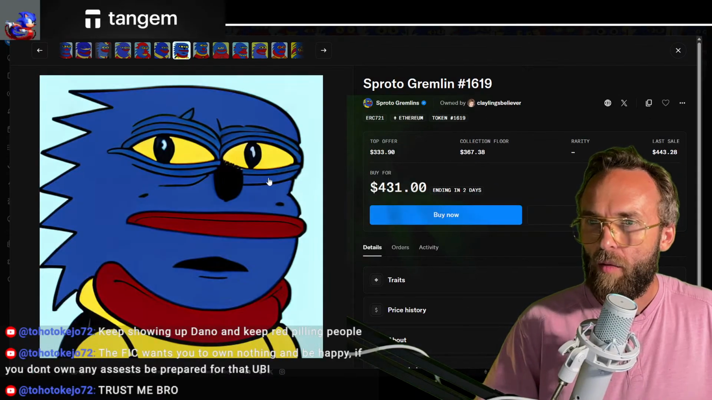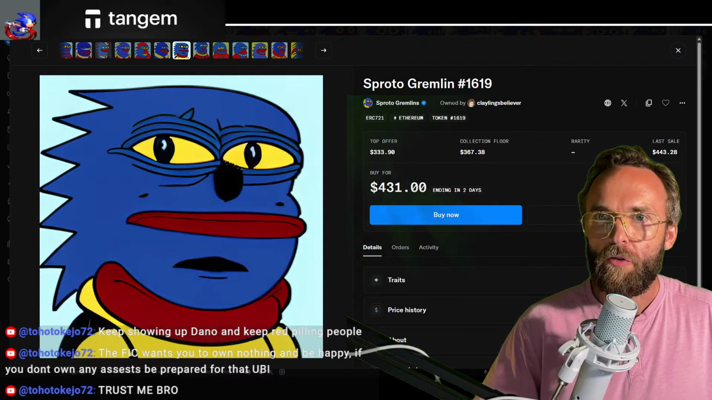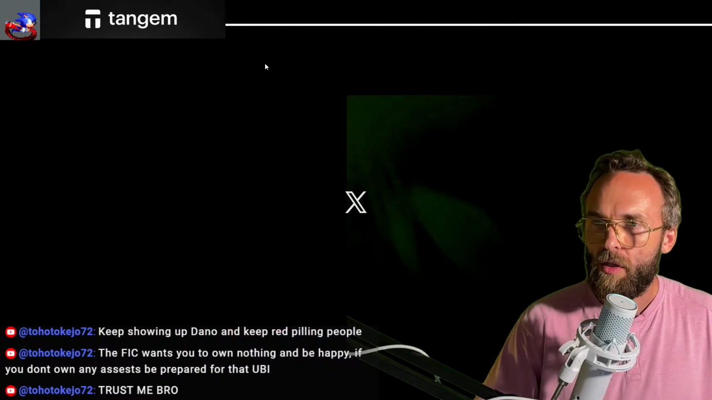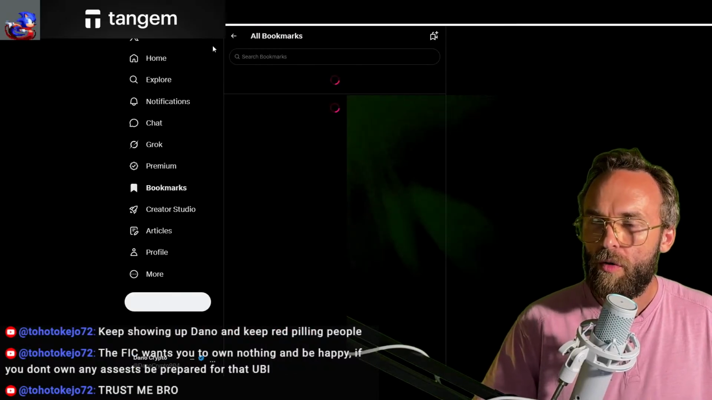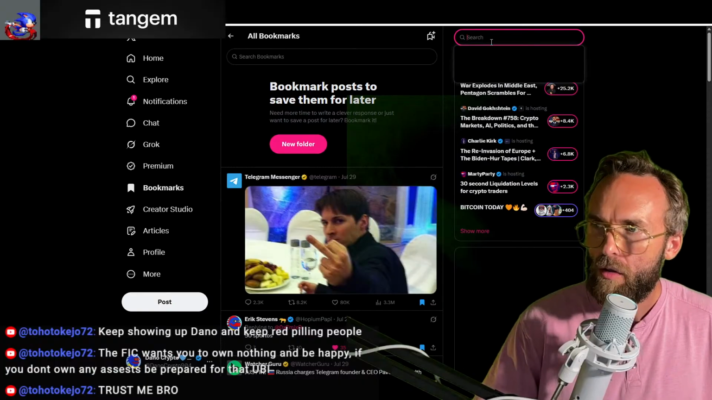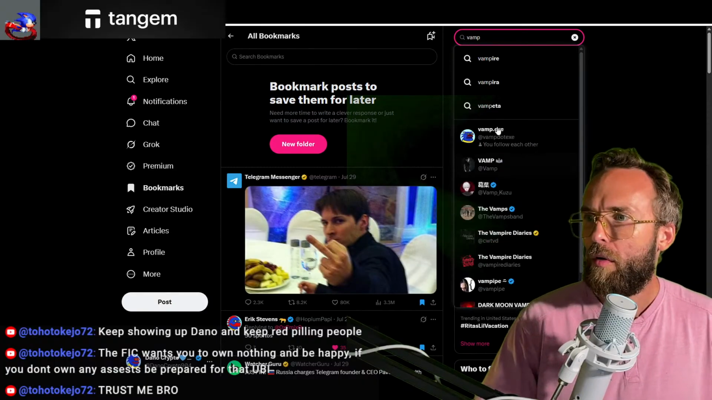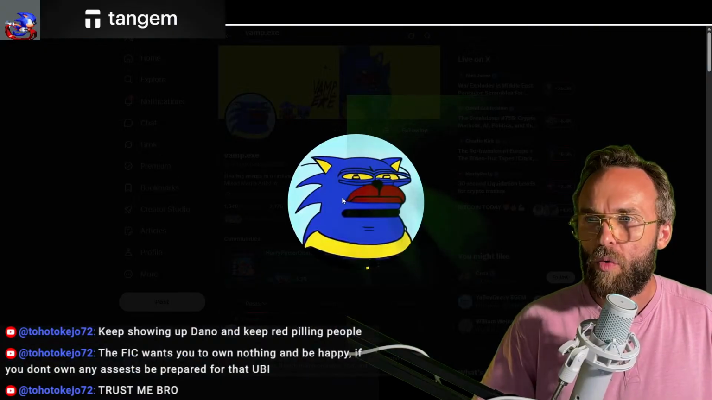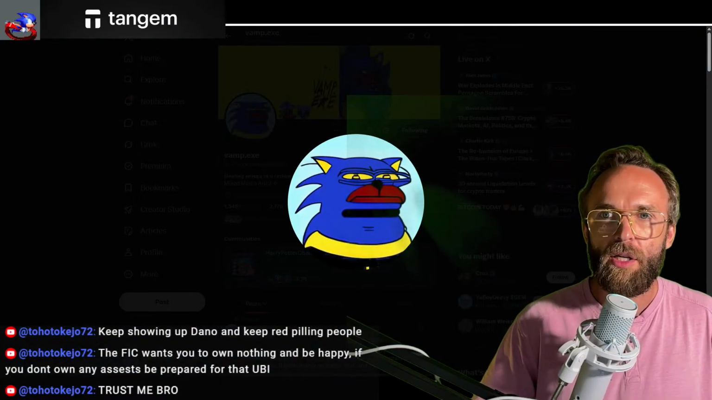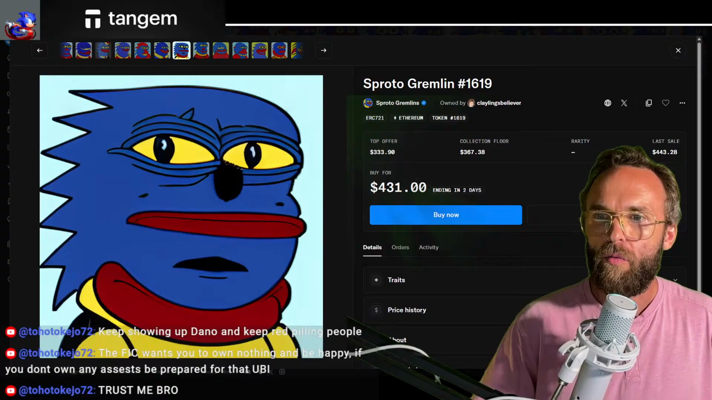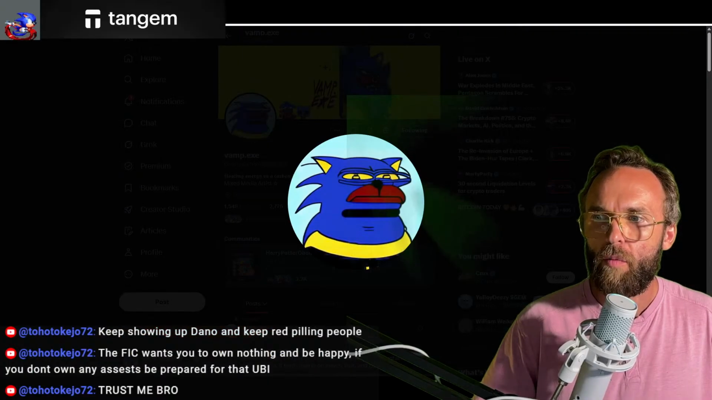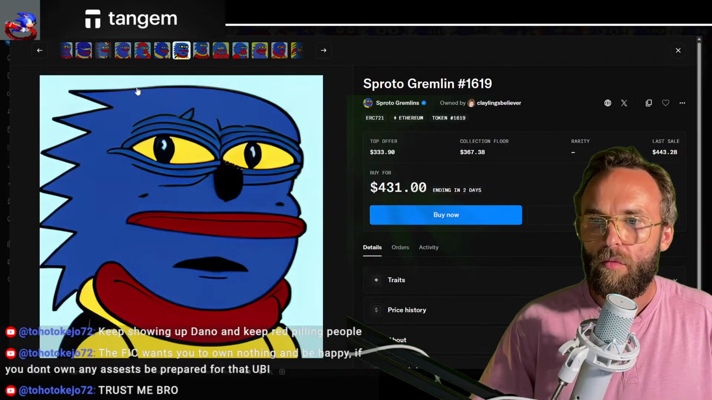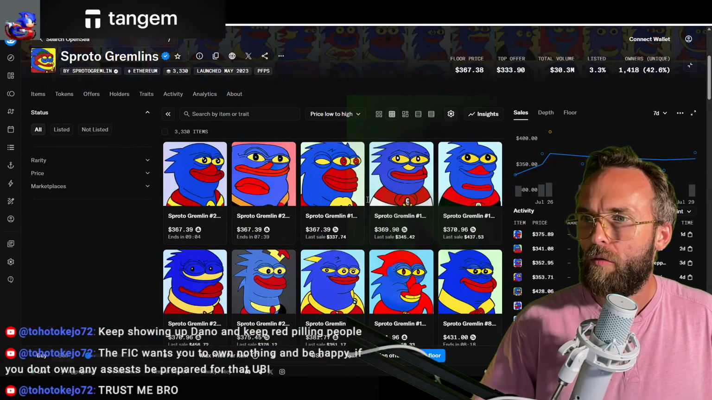This one kind of looks like Vamp. If you're familiar with Vamp, in the Ticker Bitcoin community, in the Sproto community, it kind of looks like Vamp's. See, Vamp's almost more like a kitty though. It's almost like a kitty Sproto. But similar dark theme. Like that. Good one. 431.